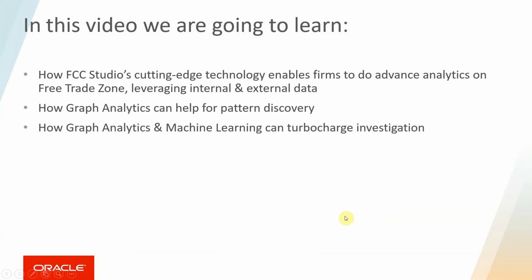Just to recap, we saw how powerful Financial Crime and Compliance Studio allows firms to do advanced analytics, leveraging both internal and external data. We saw an example of pattern discovery. Those were just some red flags which we configured. Firms can configure their own red flags to find suspicious patterns within their database. We also saw another notebook using an example of graph analytics and machine learning, which can turbocharge the whole investigation process.